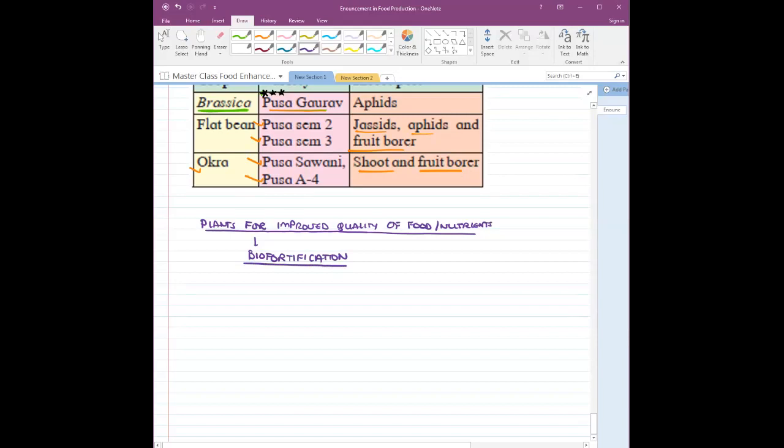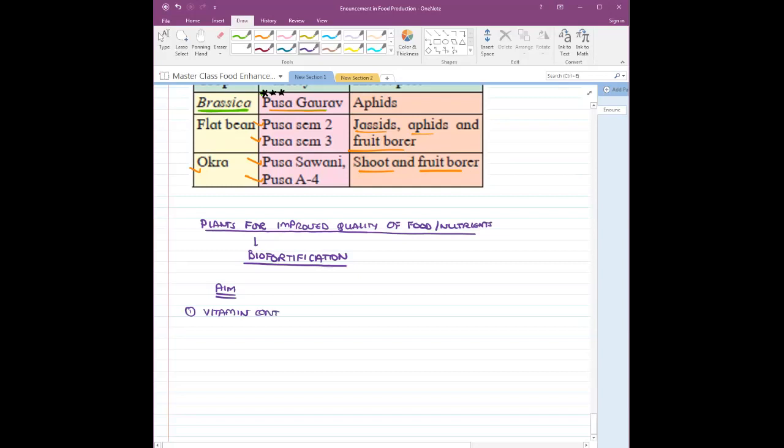Okay, so this is one. But guys, by biofortification, what are we really trying to do? Again, what is the aim of the entire thing? So basically, by biofortification, by increasing the quality at the source level itself, the aim is to increase either your vitamin content.